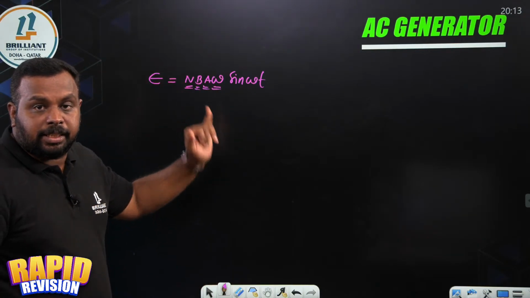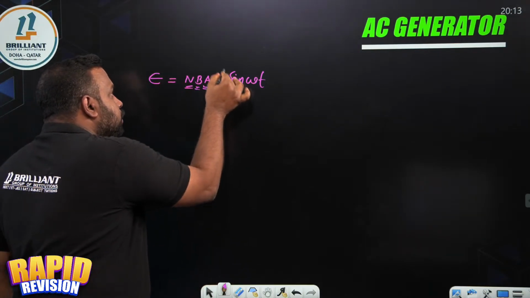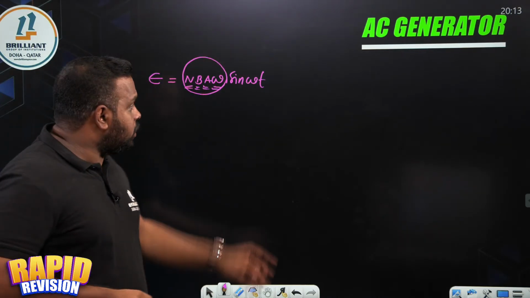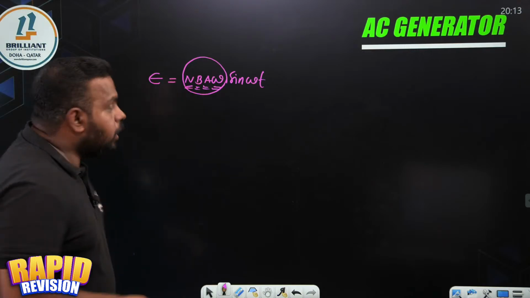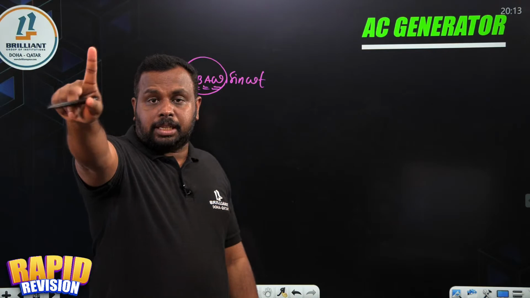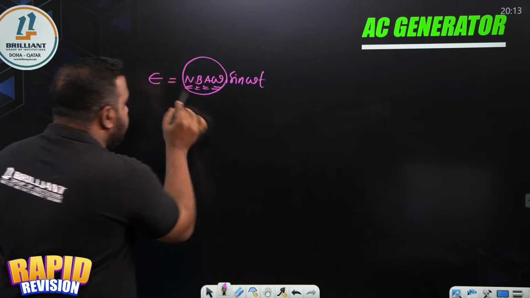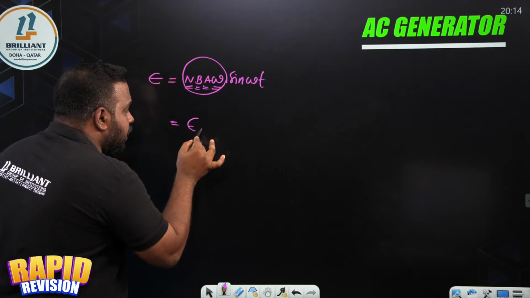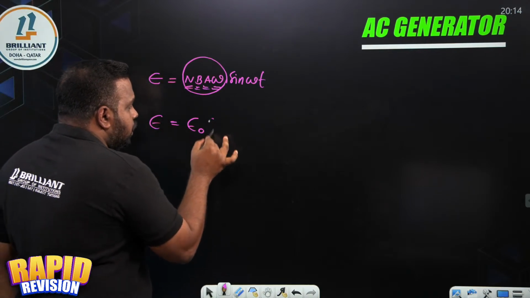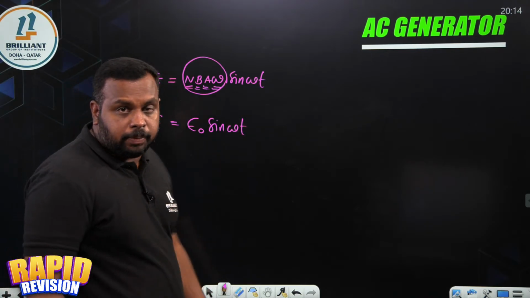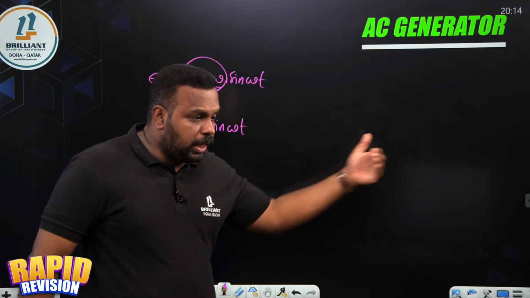So this is representing the instantaneous voltage, and you know that this part of the formula is a constant. NBA omega is a constant. Only variable is what? Time. And the maximum value of the sine function is 1. When that sine function is 1, we get E is equal to NBA omega. That is the maximum possible value, that is represented by E naught. So the formula for E is E naught sine omega t, and this divided by resistance will give you the current, I equal to I naught sine omega t.